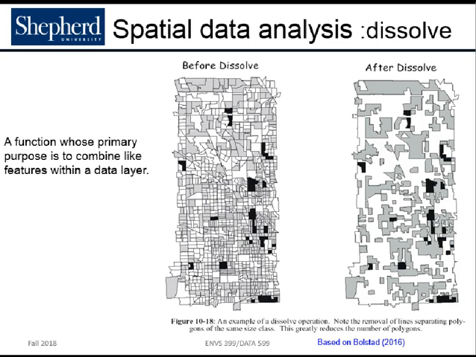Once again, spatial analysis usually involves manipulation or calculation of coordinates or attribute variables with various operators or tools such as selection, reclassification, dissolving, buffering, overlays, and cartographic modeling. We now talk about dissolve. Dissolve is a function whose primary purpose is to combine like features within a data layer. Adjacent polygons may have identical values. Dissolve removes or dissolves away the common boundary if they do.